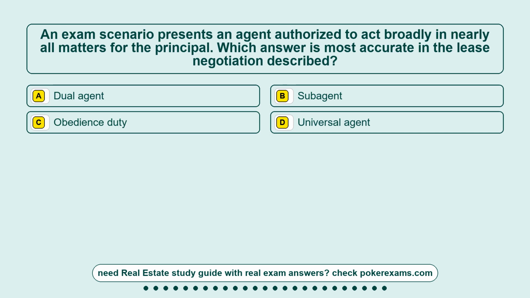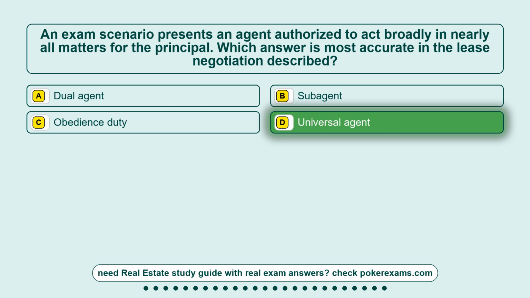Question 12. An exam scenario presents an agent authorized to act broadly in nearly all matters for the principal. Which answer is most accurate in the lease negotiation described? Option A, dual agent. Option B, subagent. Option C, obedience duty. Option D, universal agent. The correct answer is option D, universal agent.